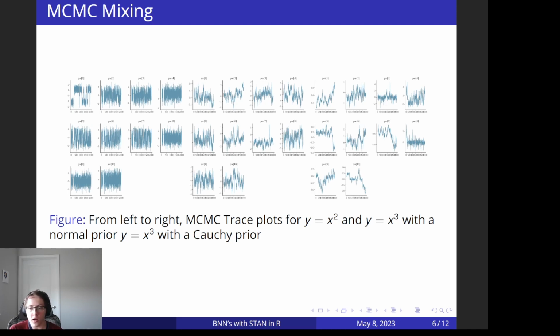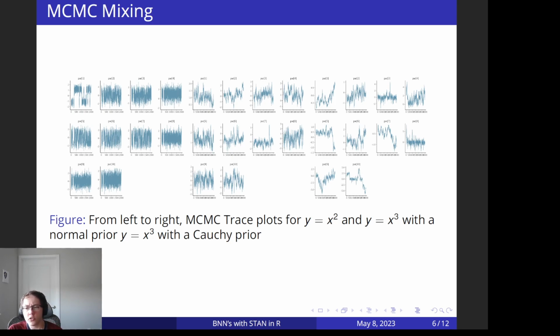These are some of the trace plots, just a representative sample of the trace plots for when I did regression with y equals x squared, y equals x cubed with the normal prior, and then y equals x cubed with the Cauchy prior. So we see that the y equals x squared case mixed very well, and we'll see that this had a really good effect on the posterior predictive distribution graph, though the first bias turned out to be multimodal, but it didn't have any issues.